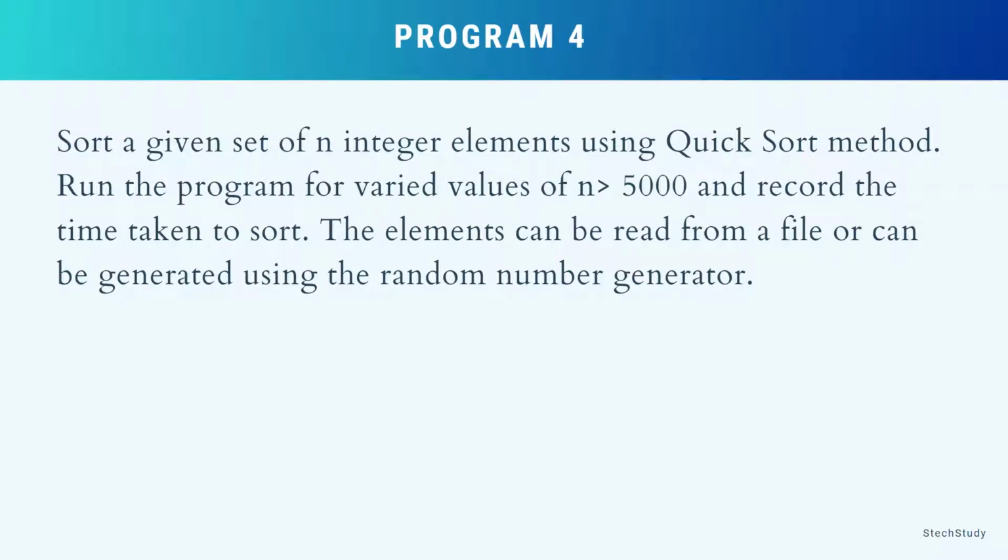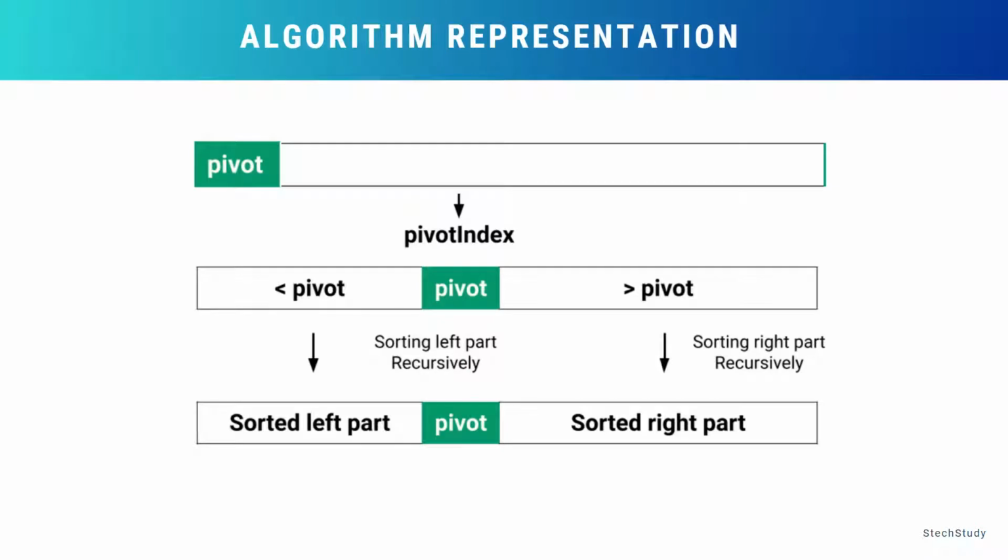In this video, we'll learn a Java program which will use the quicksort algorithm method to sort a set of integers. Here in this program, we are reading the inputs from a random number generator. Before going to see the program, let us see what is the logic behind this quicksort algorithm.